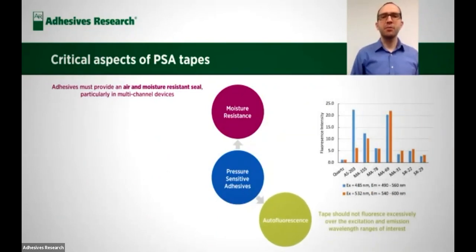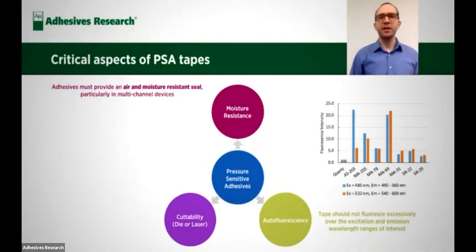Autofluorescence is also very important to keep in mind if you're doing an optical type of test. The tape cannot fluoresce excessively in the region of interest. So we show here numerous adhesives produced by Adhesives Research showing that they have relatively low autofluorescence at some common wavelengths of excitation, 485 nanometers and 532 nanometers.